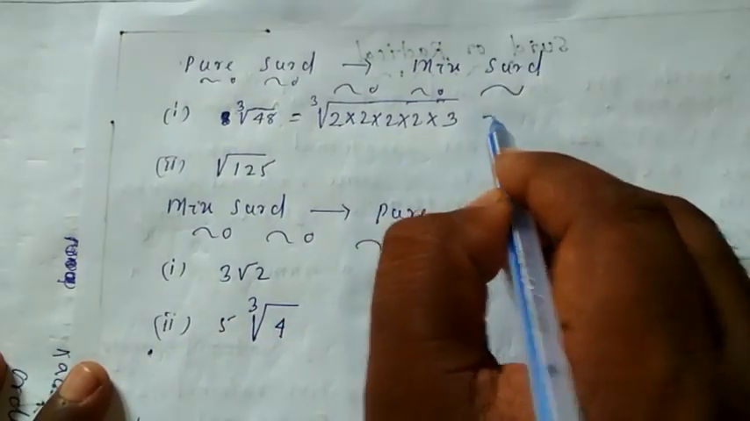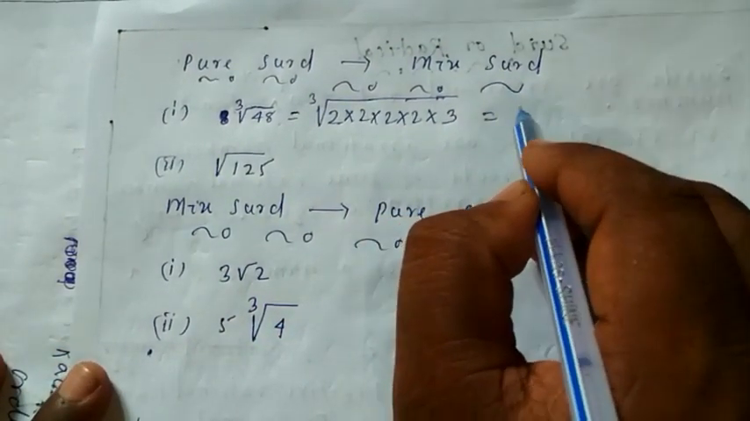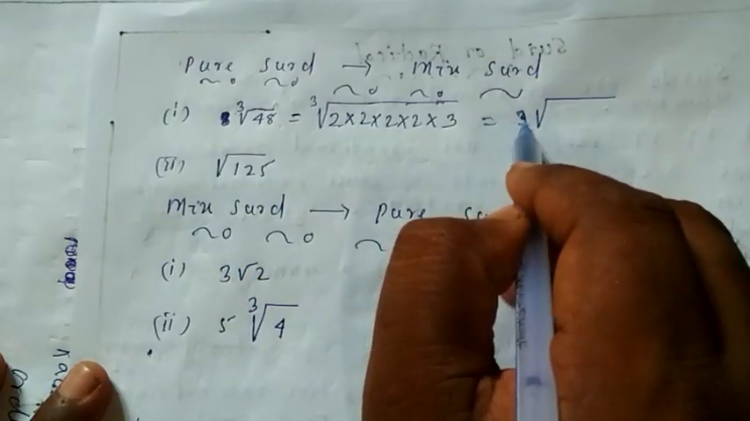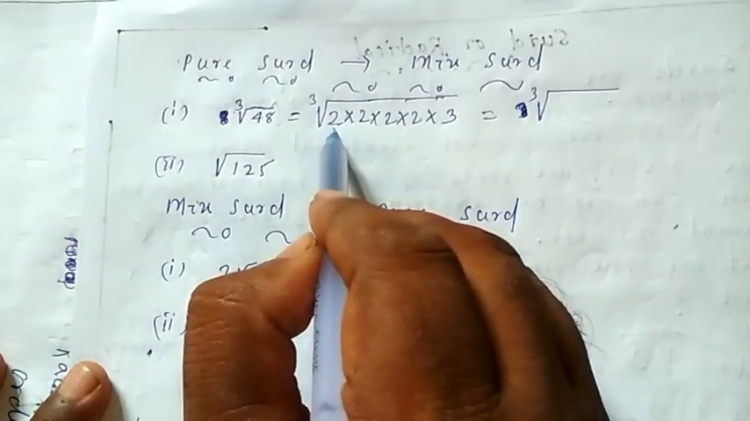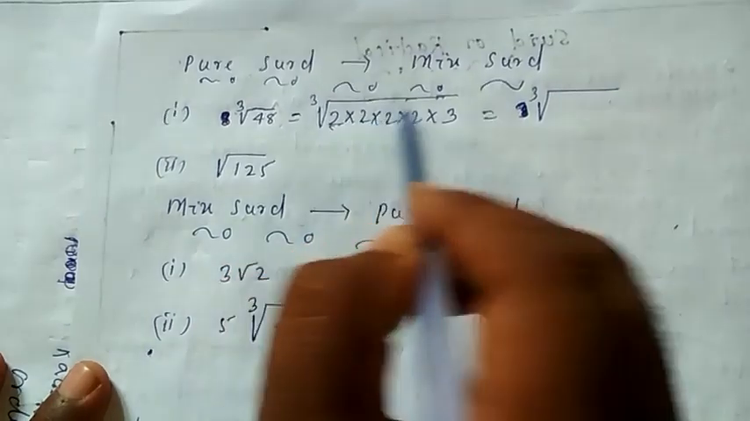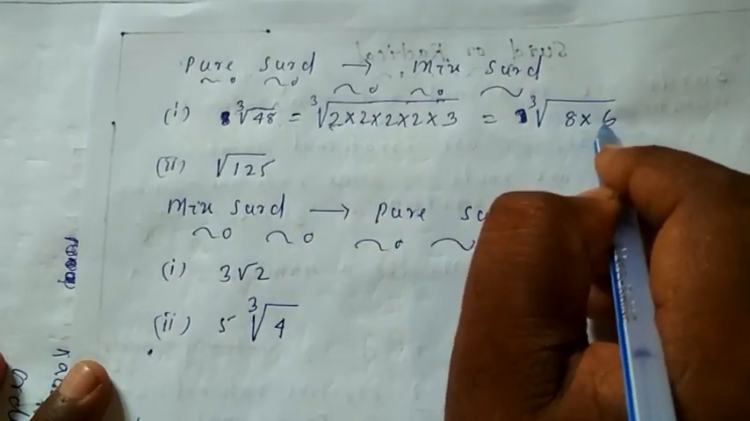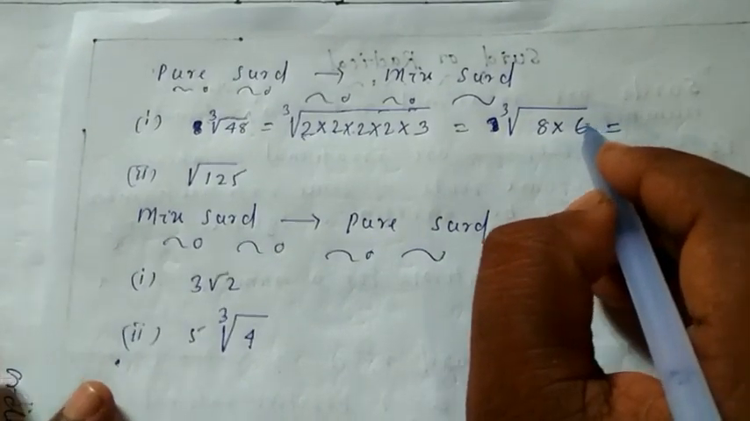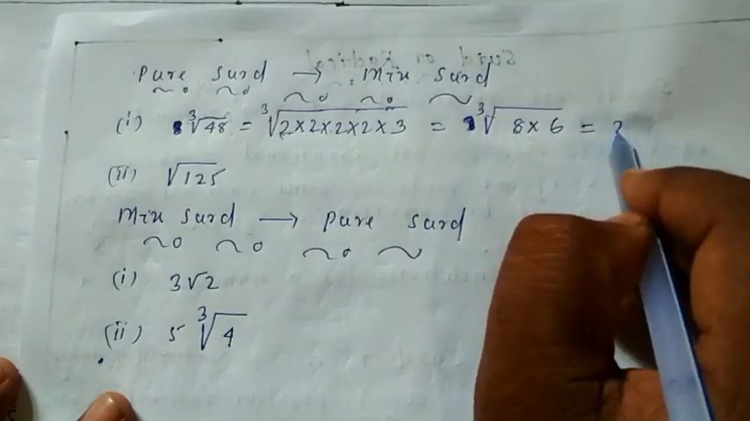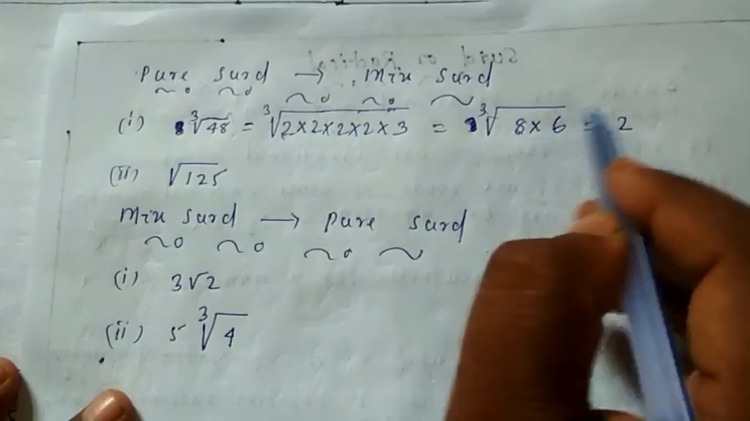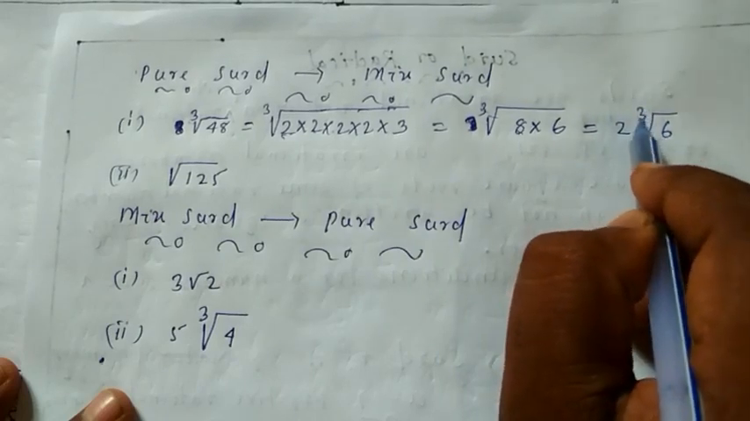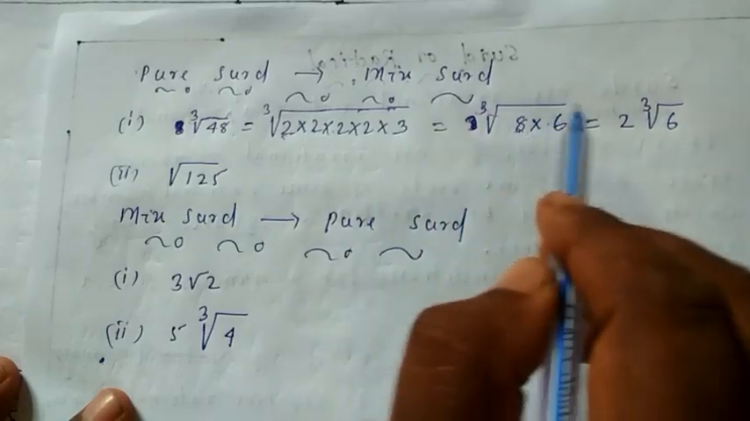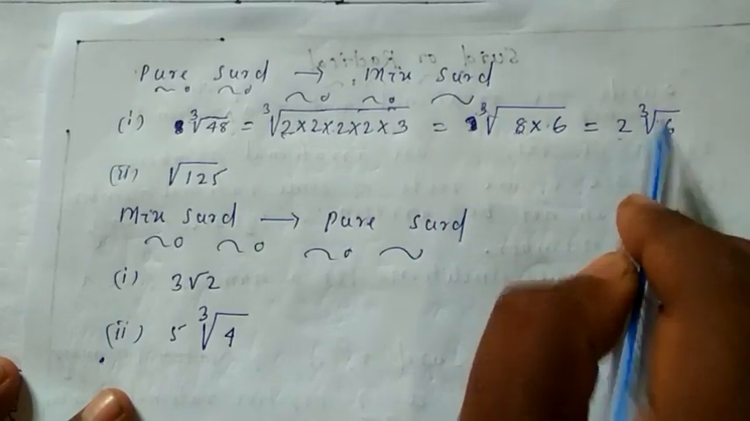So now this can also be written as cube root of 8 into 6. This can also be written as cube root of 8 into cube root of 6. You cannot calculate the cube root of 6, you can write it as it is. Listen, cube root of 8 into 6 means cube root of 8 again into cube root of 6. So cube root of 8 is 2, into cube root of 6.